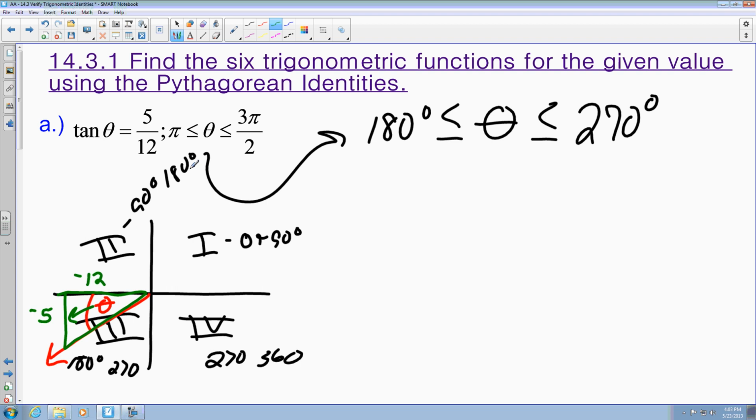They tell us what tangent is, so what we need to find is sine of theta, cosine of theta, cosecant, secant, and finally cotangent.